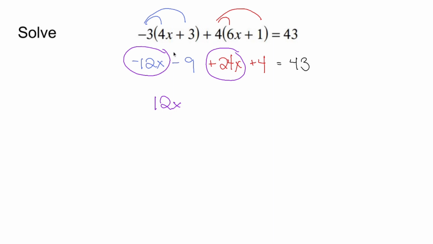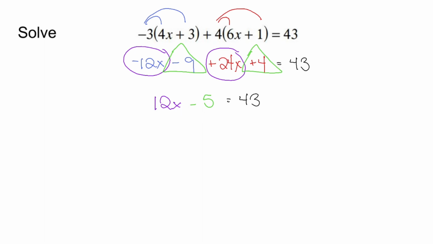12x's. Now I have -9 and +4. Those are like terms because they're just regular old numbers. And -9 plus 4 is -5. What happened to the equals 43? Nothing. Nothing. Nothing. So now we have a regular old two-stepper.